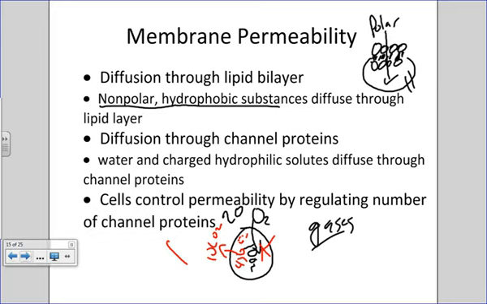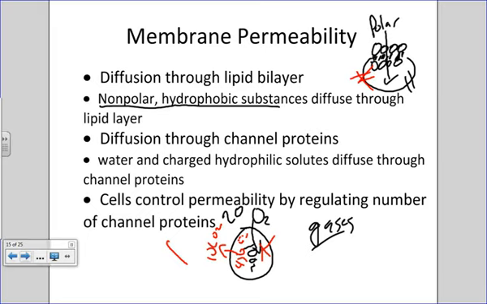So when we talk about carbon dioxide and oxygen, they're not moving through channels or gates. They're just passing right through the membrane itself. Keep that in mind, and like I said, we'll talk more about this concept in A&P 2 when we talk about the respiratory system and respiratory physiology.